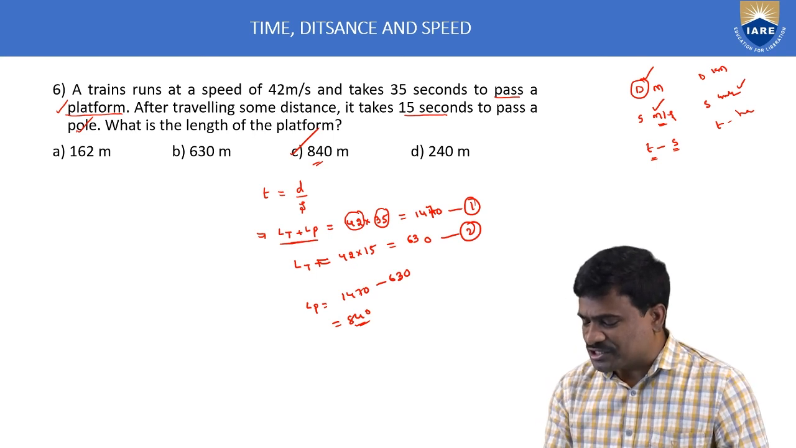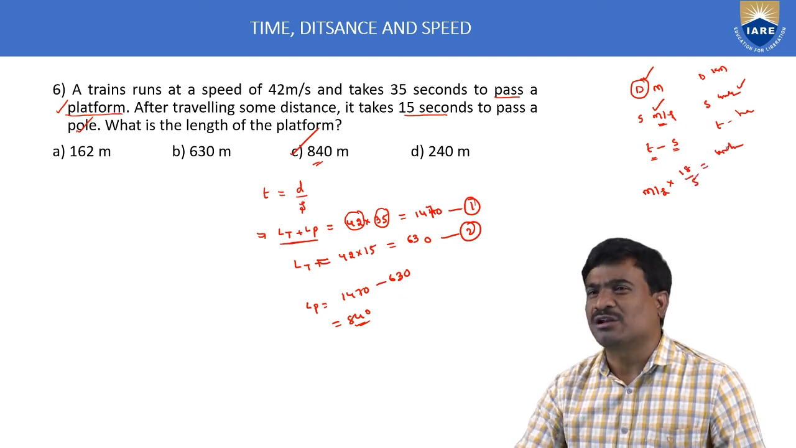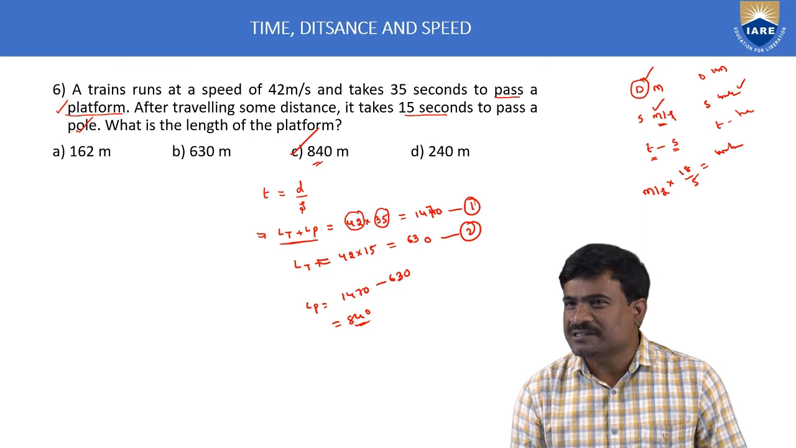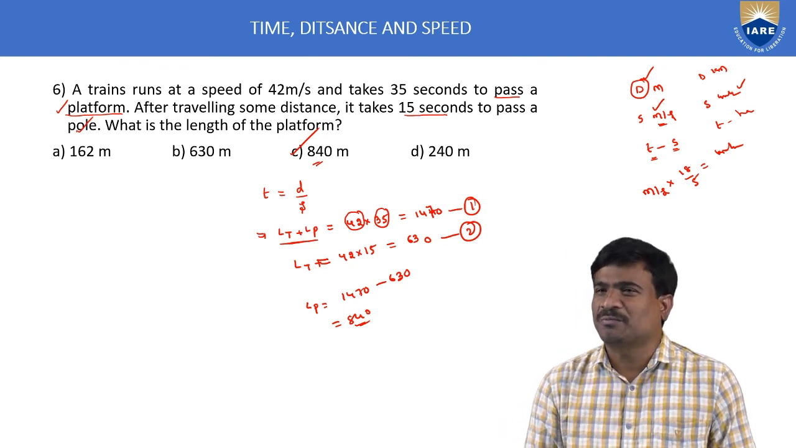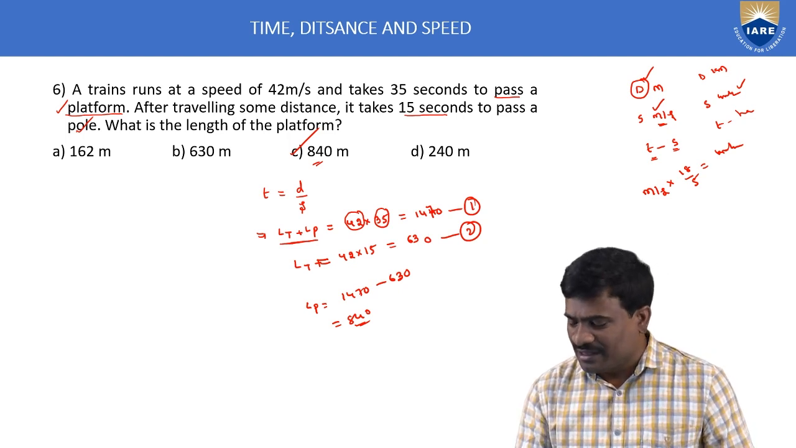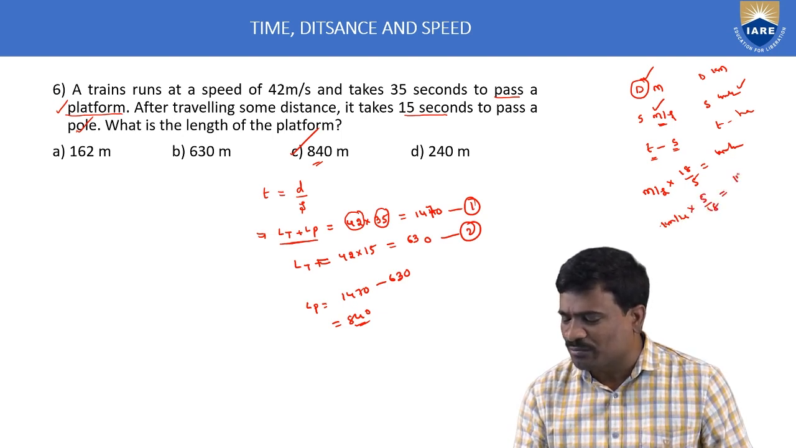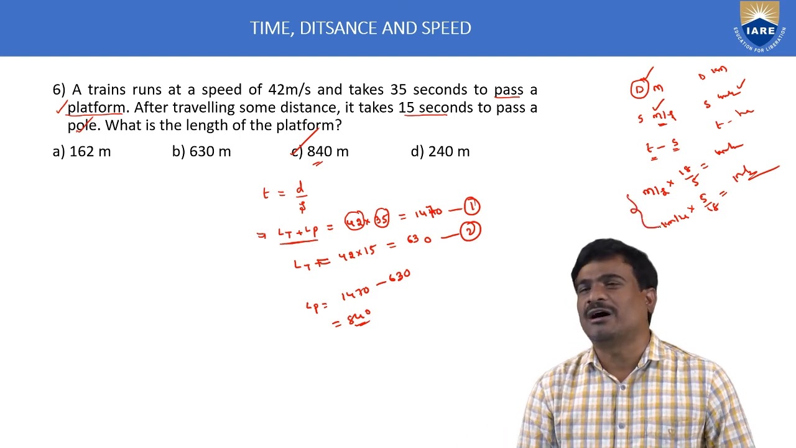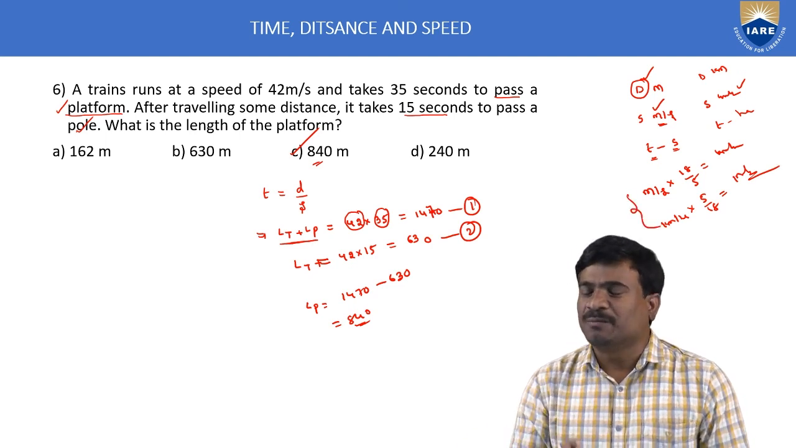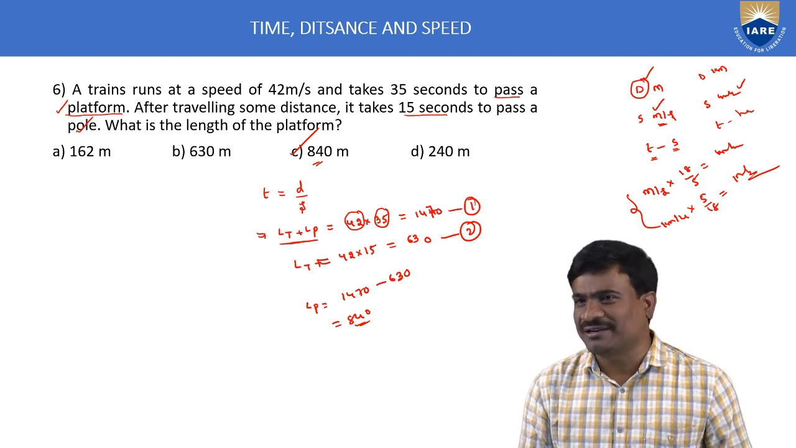A general application: to convert meters per second into kilometers per hour, multiply by 18 by 5. Similarly, x kilometers per hour converts into meters per second by multiplying by only 5 by 18. These two are the only ones applicable in the conversion method. The basic models in time, distance and speed exist only in the conversion method.